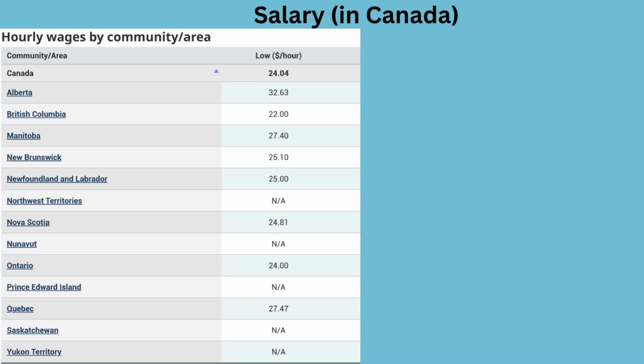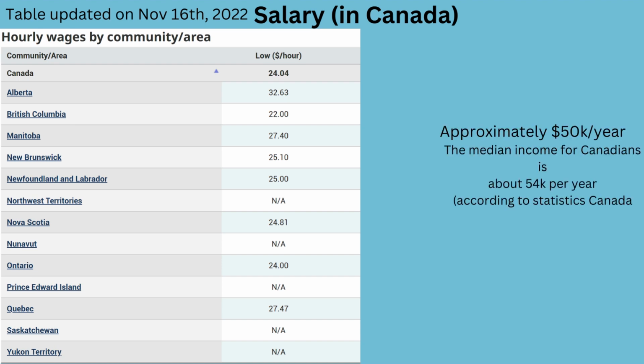But something that probably everyone will be asking about is salary. How much would you get if you were to become a biomedical engineer? Well, as you can see in this table, which I got from Statistics Canada and was updated in mid-November 2022, the lowest on average you'll get is $24.04, which is approximately $50K per year, assuming you work 9 to 5 and no vacations, which is slightly below average.